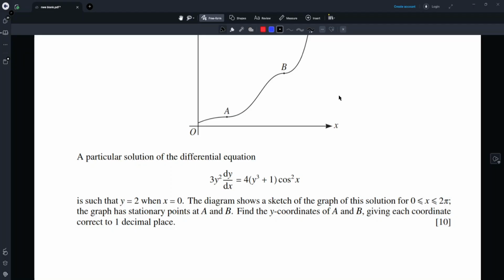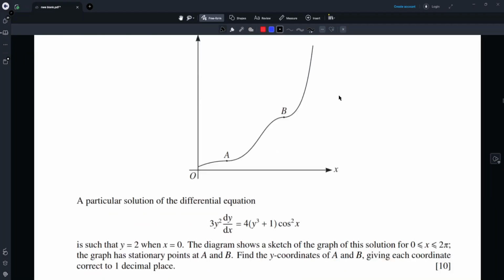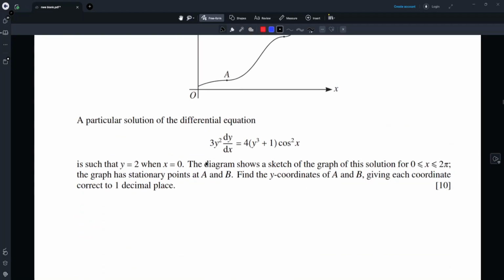All right, just as a typical A-level candidate. So a particular solution of this differential equation is such that y equals 2 when x equals 0. The diagram shows a sketch of the graph of the solution. The graph has stationary points at A and B.